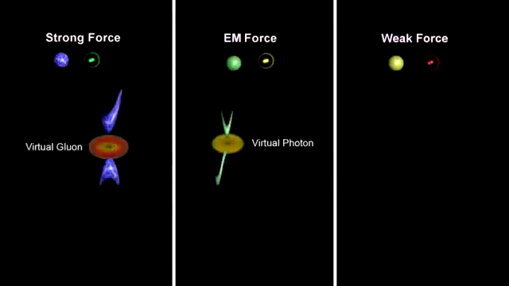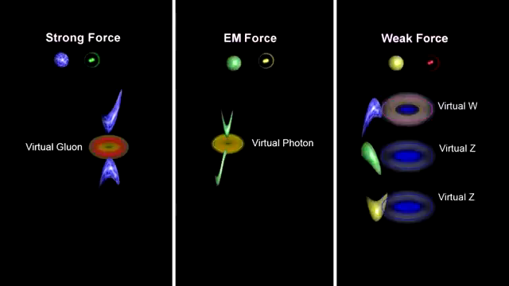And when interacting electrons and quarks disturb their respective force fields, creating virtual photons and gluons, interacting particles with the weak hypercharge disturb the weak hypercharge field, creating virtual W and Z bosons.